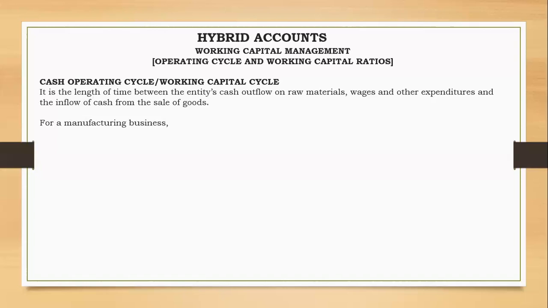So it really depends on whether you receive cash from customers before having to pay suppliers, or you pay the suppliers first before receiving cash from customers. It really depends on the situation. So for a manufacturing business, we obtain the cash operating cycle as follows. Let me give you a very simple example.